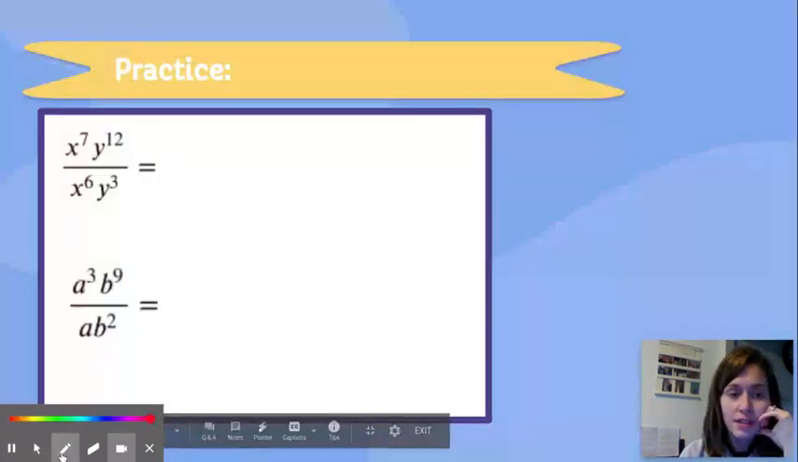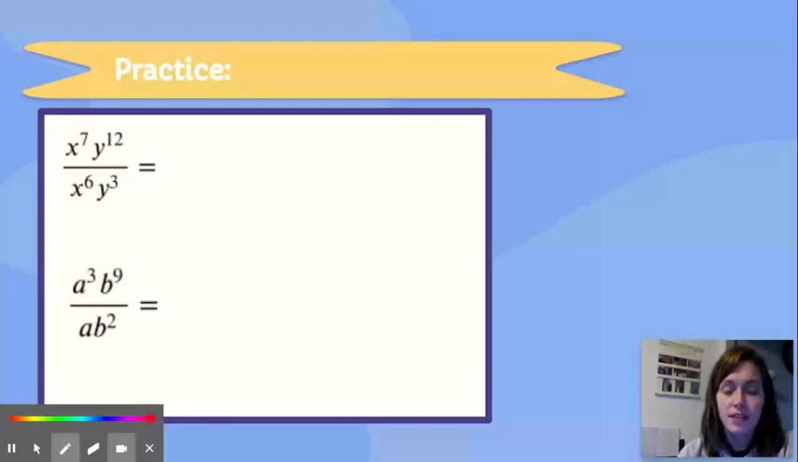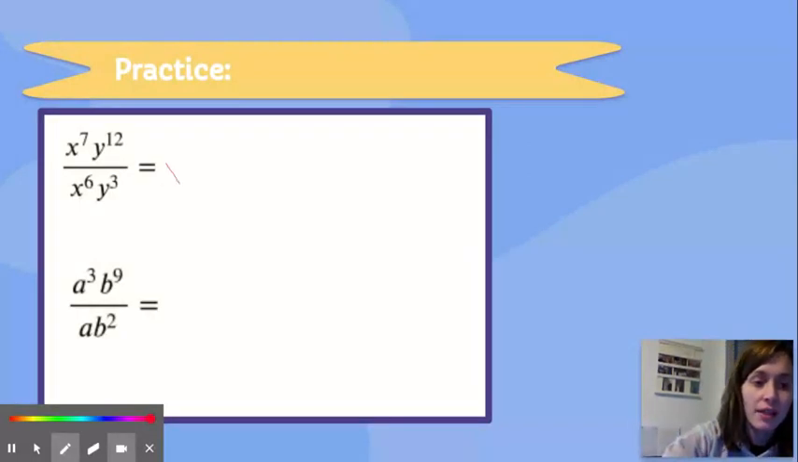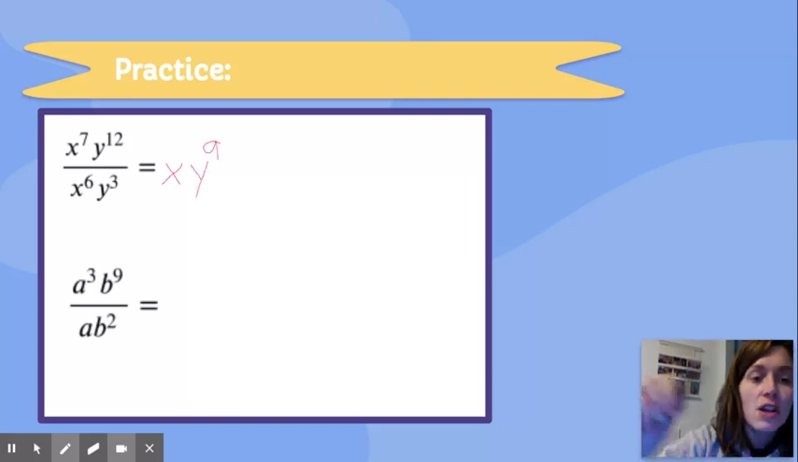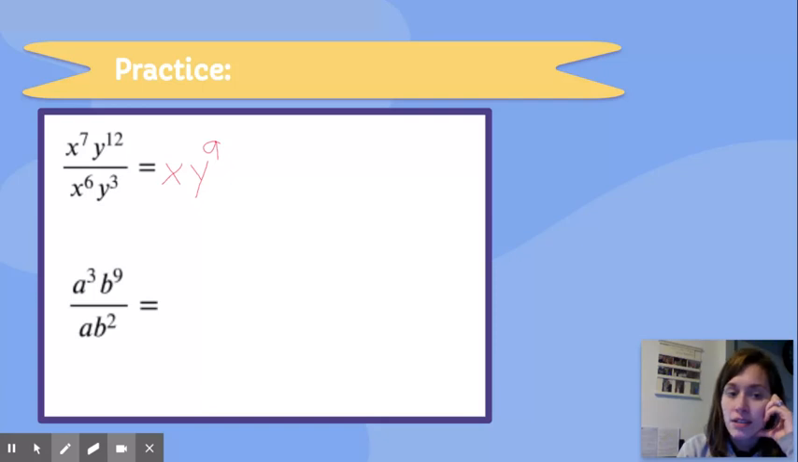All right, so the next example, we've got x's and y's that we're dividing. So we're just going to do it one variable at a time. We'll start with the x's. If I have x to the 7th divided by x to the 6th, we just subtract the exponents. So 7 minus 6 gives us 1. So x to the 1, or just x. And then we subtract the exponents to divide the y's. So y to the 12th divided by y to the 3rd, 12 minus 3 gives us 9. So now we've simplified that to x, y to the 9th.